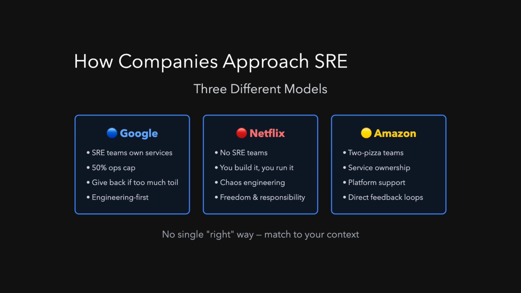Next one is Amazon, service ownership. Amazon's model is built on what their CTO, Werner Vogels, famously articulated in 2006: you build it, you run it, with strong platform support to make this sustainable. Development teams own operational reliability for their services. Two-pizza teams, small, autonomous, own service SLOs. Dedicated operations teams provide platform and tools, not operational support. Service mesh and observability are standardized across the organization.